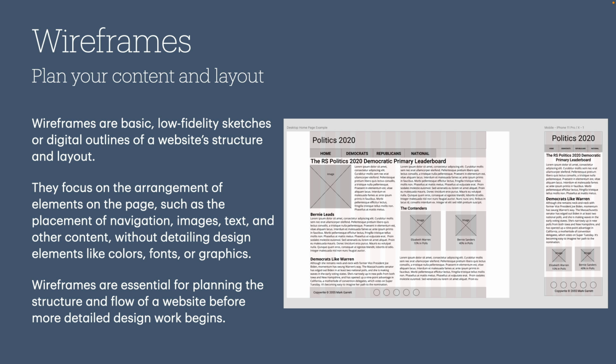Another term you need to know is wireframes. Wireframes are sort of blueprints that you use to plan your content and your layout. So really what they show is what's on the page and where it is, and that's basically it. It's the layout: where the navigation, images, text, and other content are. But it usually does not include things like colors, fonts, and graphics.